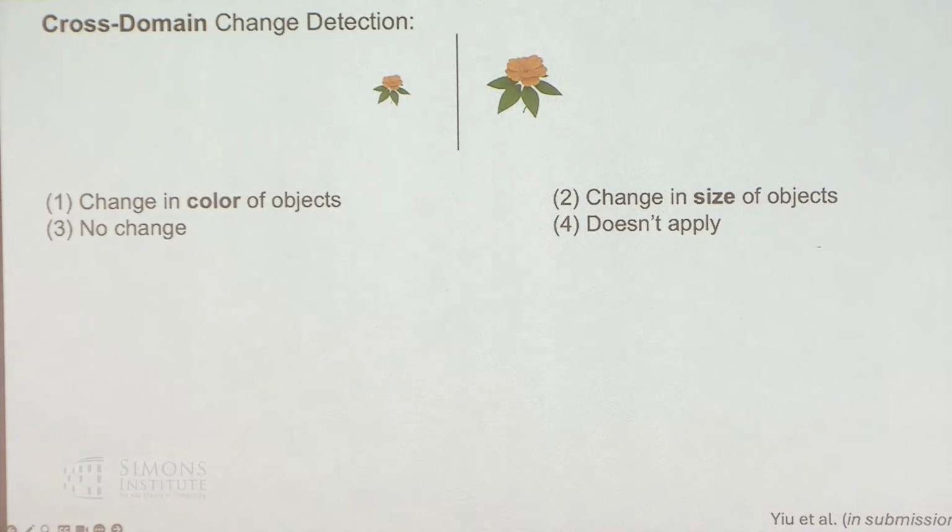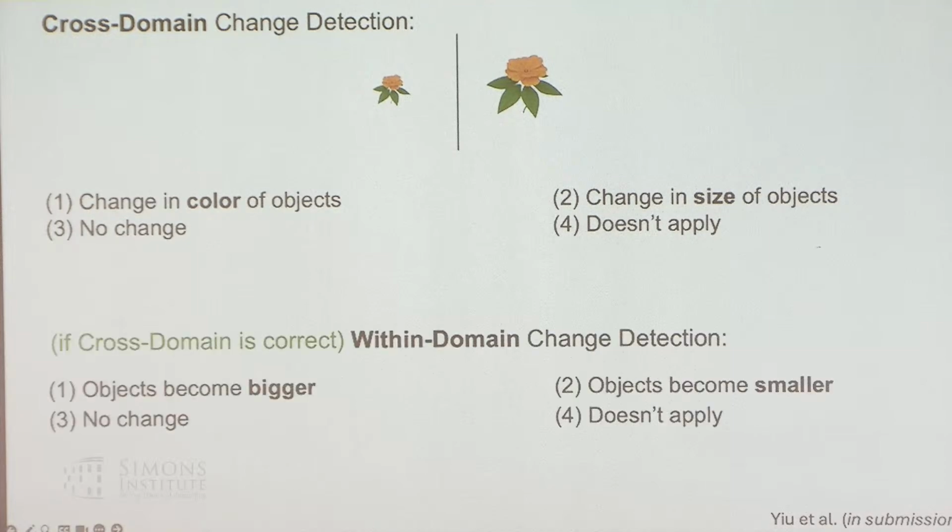Then we ask the models and people, do you see a change? And if so, what kind of change is it? You see here the options we have are maybe a change in color, change in size, no change, or doesn't apply. If they get this change identified correctly, we then go into something more specific and ask, what exactly do you think the change is? Are things becoming bigger? Are they becoming smaller? This is really to get at where they might be seeing things properly and not. We use multiple choice to automate this evaluation process.